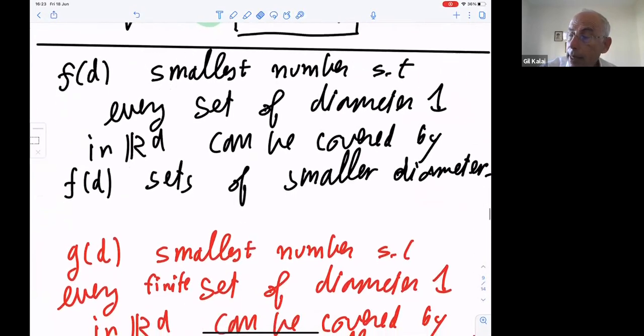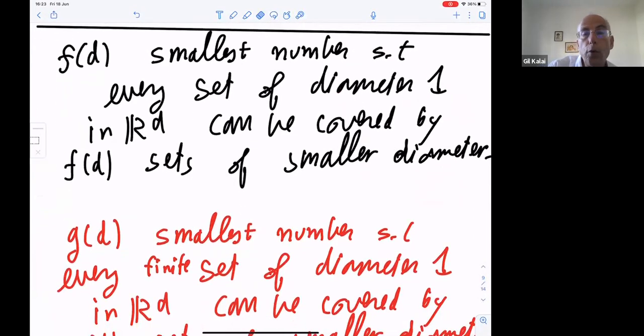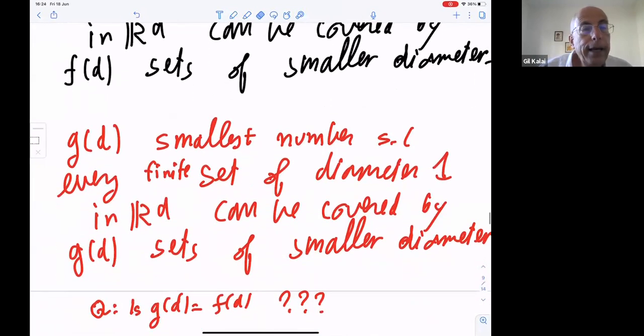Okay, I mentioned a little bit the Borsuk problem, which is related to unit distance graphs or frameworks in high dimension. And let me make this definition. F of D is the smallest number such that every set of diameter 1 in R^D can be covered by F of D sets of smaller diameter. And let me also mention a related function, which is G of D. This is the smallest number such that every finite set of diameter 1 in R^D can be covered by G of D sets of smaller diameter.